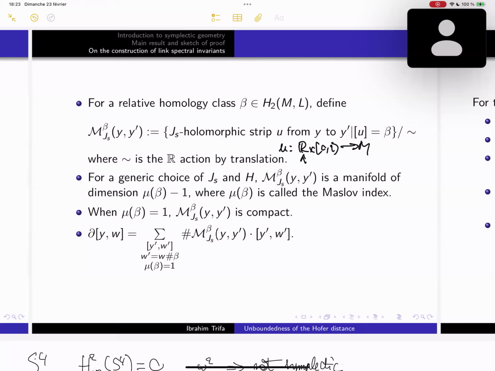So we can count them and define the differential in the following way. d of (y, w) will be the sum of the count of strips from y to y prime in class beta times (y prime, w prime), where the sum is over all generators (y prime, w prime) with w prime that can be written as the concatenation of the capping w plus the class beta, where beta has Maslov index 1.